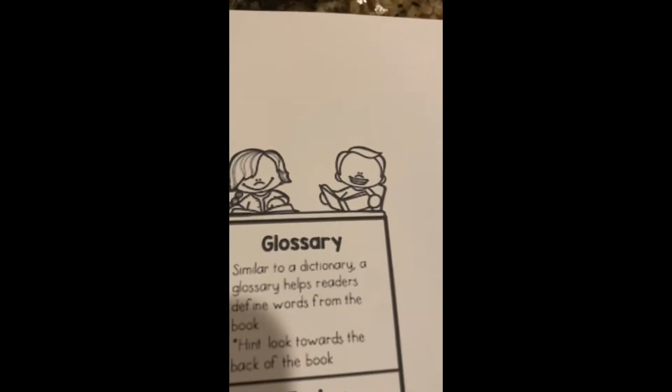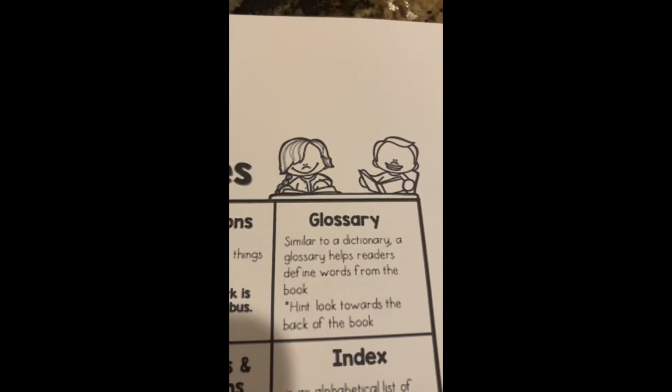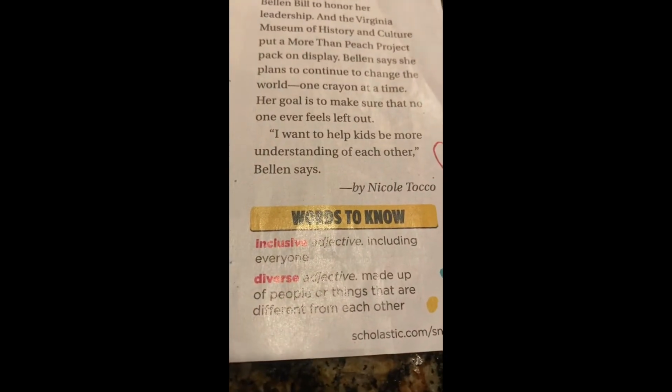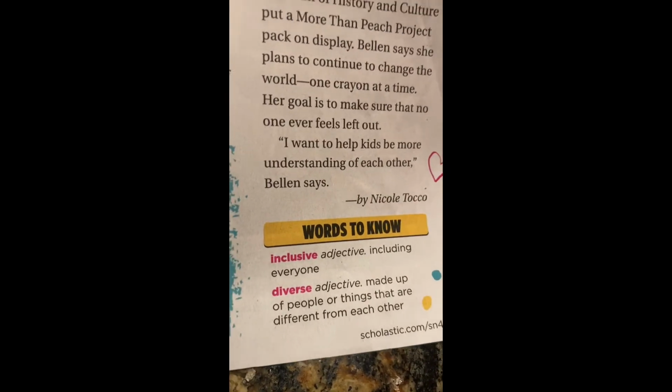A glossary. Glossary is kind of like a dictionary. It helps define what a word is. It's usually from the book. It's usually towards the back of the book, a glossary. Now, in Scholastic News, they have glossaries that are right in the issue. They call them words to know. So when you find a word to know at the bottom like that, that's kind of like a glossary. It tells you what the words mean.